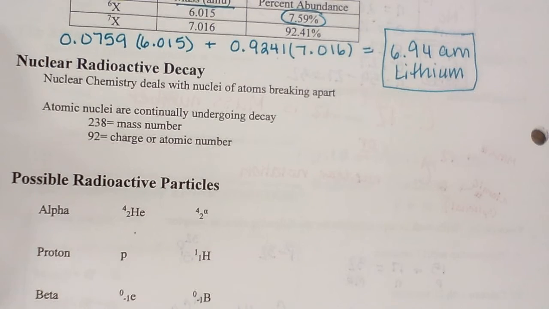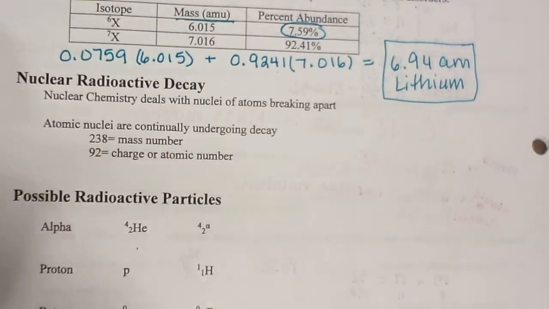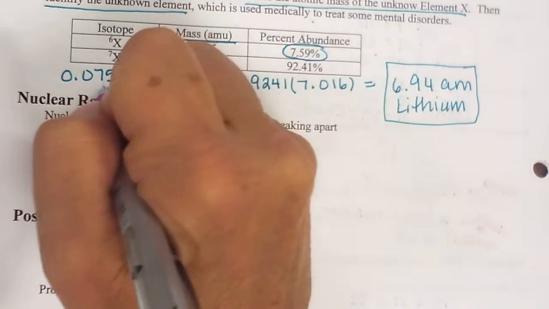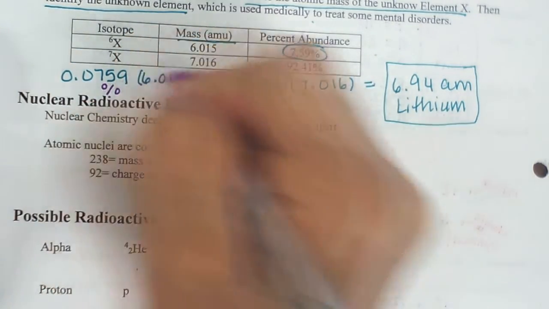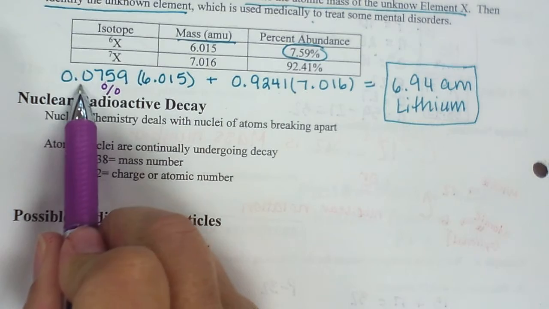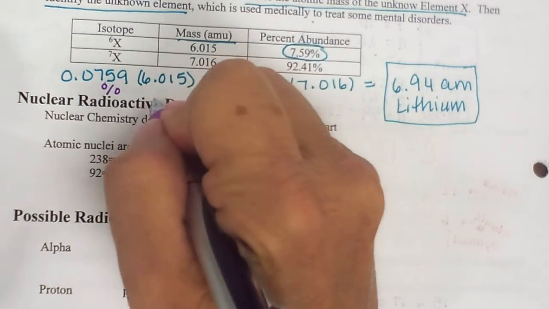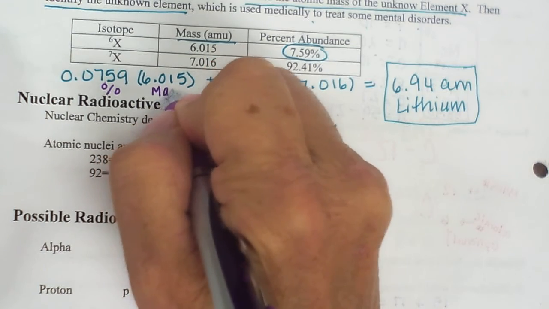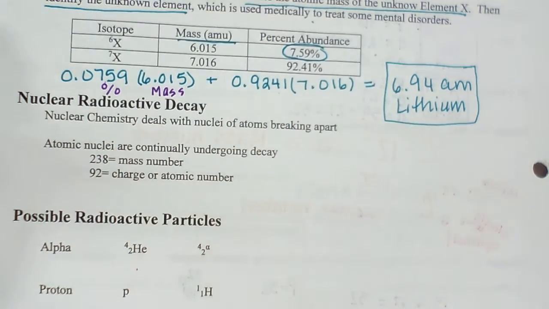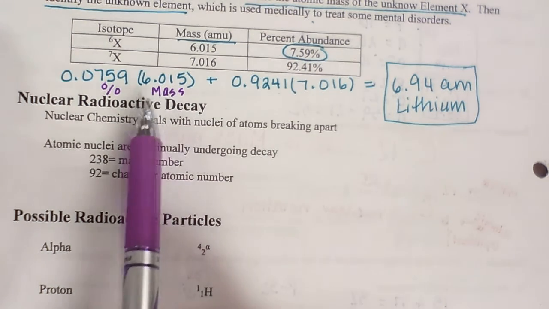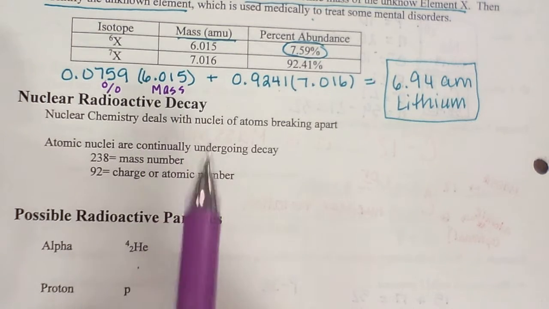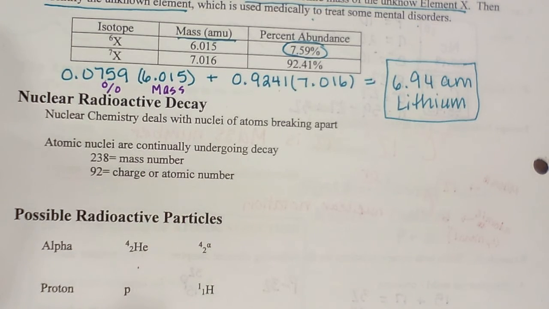Now you'll notice that here, this was my percent abundance, which I moved my decimal point 2 places. And this was my mass. This mass came in AMUs. And this mass, so I still used the mass. Why do you write in the answer AM instead of AMU? Oh, it's AMU. Oh.